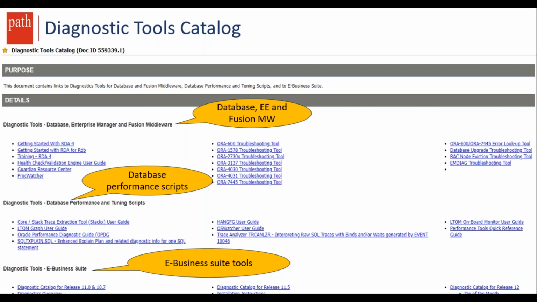The first section is providing tools for database, Enterprise Manager, and Fusion Middleware, and the second section is providing tools for database performance, and there are various scripts available for the same. And the third and last section is providing tools for your E-Business Suite application. Depending on your application version, you can click on the relevant link, which will provide various tools for various application modules like GL, Payables, Assets, and there are many more.